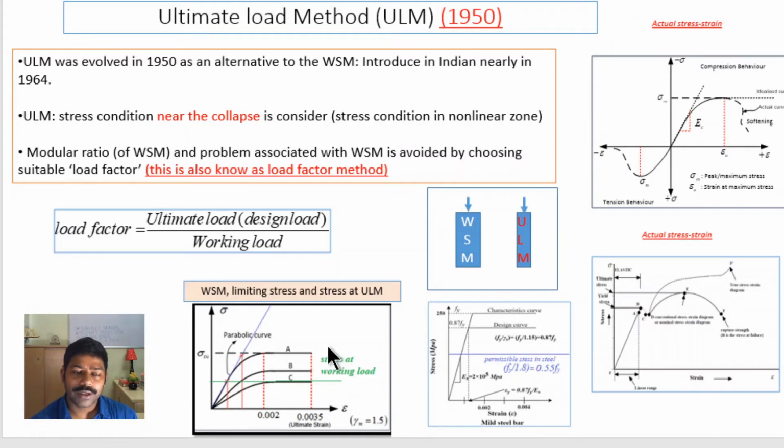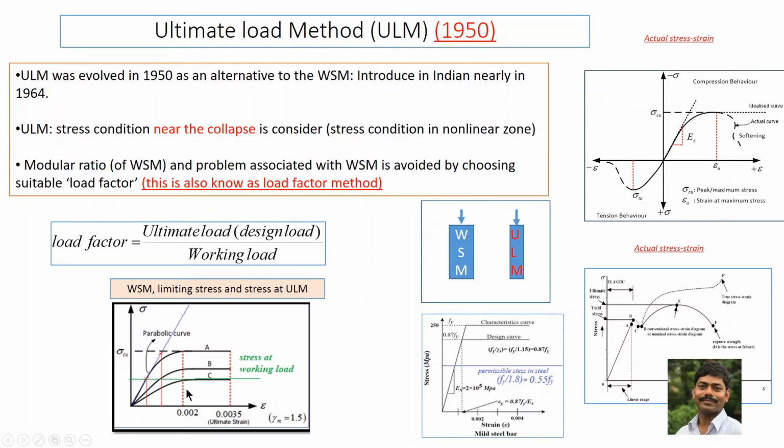In the working stress method, what we did was allow the stress up to this much. I have considered this graph from the earlier class. Graph A corresponds to the actual strength fck, graph B corresponds to 0.65 fck, and graph C corresponds to 0.45 fck. If you consider the limit state method, this graph corresponds to it.